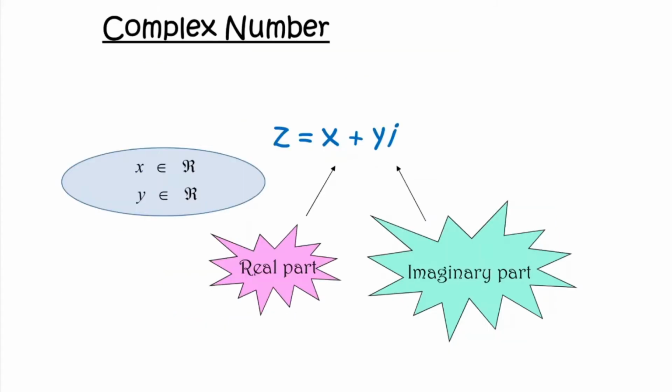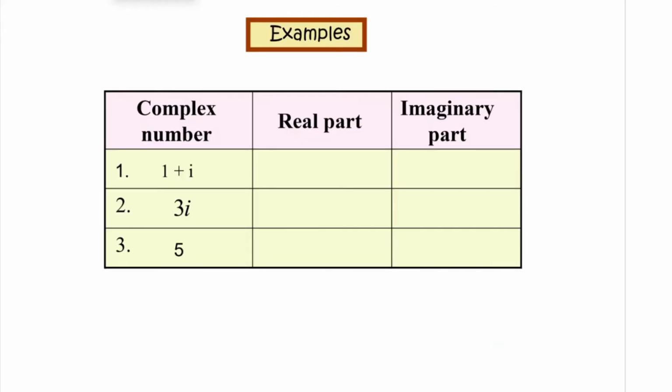Complex number can be written in Cartesian form, z equal to x plus yi. Both x and y are real number. x is known as real part, y is known as imaginary part. Examples. For complex number 1 plus i, real part is 1, imaginary part is 1. 3i, real part is 0, imaginary part 3. 5, real part is 5, imaginary part is 0.